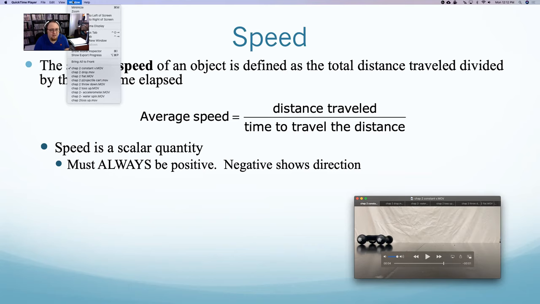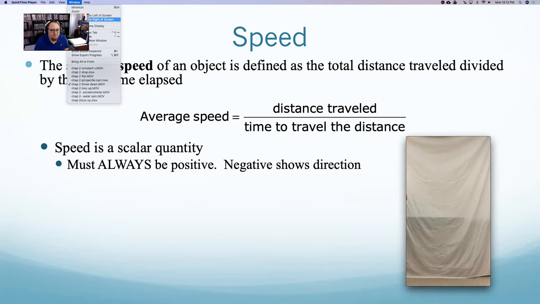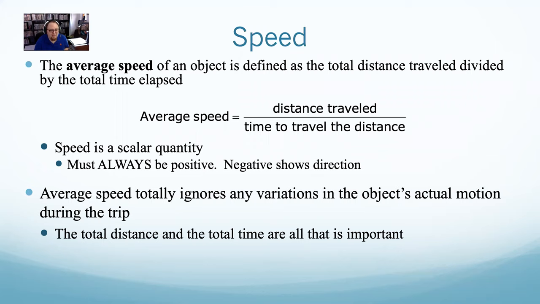If I go back to when I threw that ball up and down, that's going down, not up. I can read. That says slow down. Toss up. The average speed, I would actually say, okay, how far does this travel? How far did it go up? How far did it go down? Goes about, I don't know, a half meter up for a total of a meter distance. How long did it take to go? It doesn't matter that it's slowing down on the way up and speeding up on the way down. It ignores that. Average speed totally ignores any variations. Total distance, total time, that's all that matters.